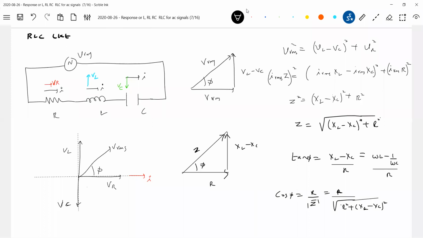Who will dissipate power? The average power dissipated is VRMS, IRMS, cos phi, or it is also equal to IRMS square into R. That's all, no? Because only the resistor will dissipate power. So this vector sum of voltages is something very important: the impedance triangle, the voltage triangle, even the power triangle also.